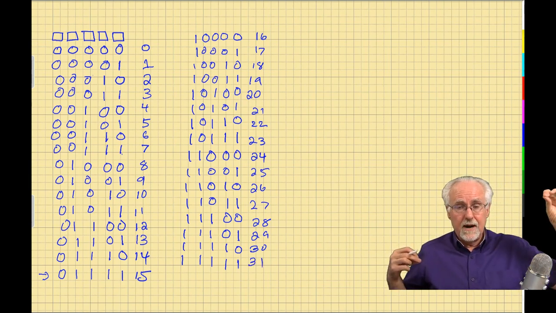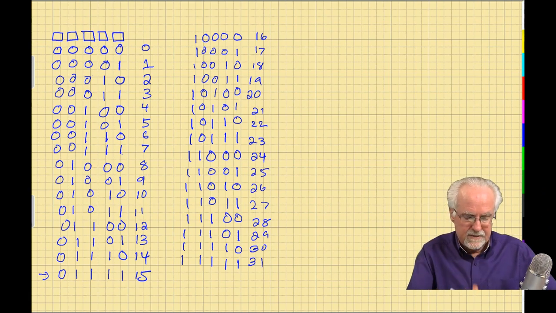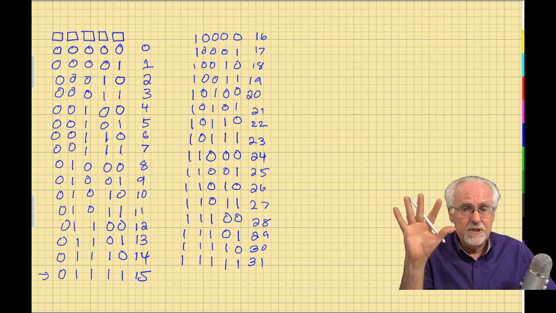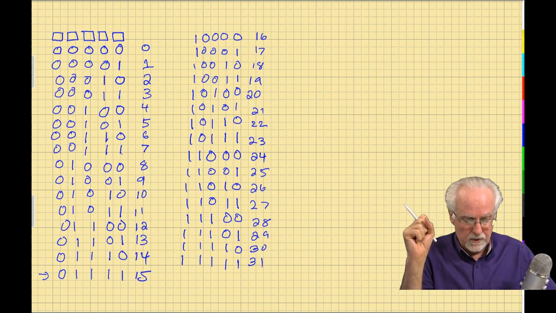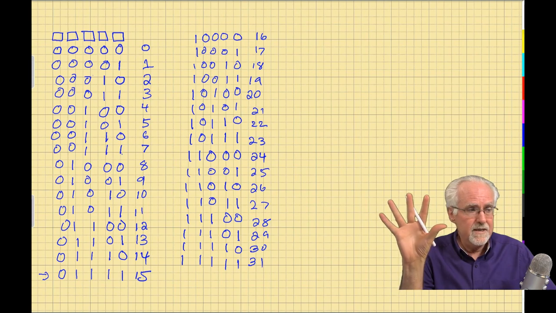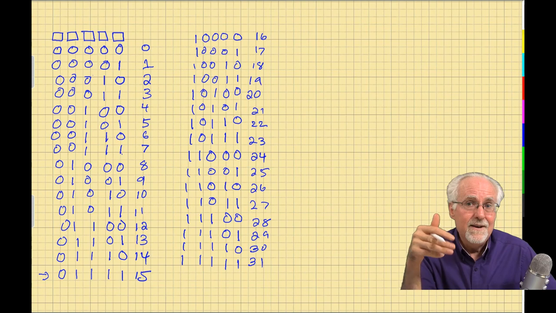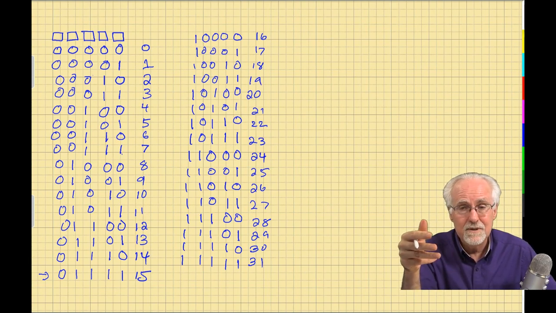How many numbers did I represent? 32, because I started at 0. Does that make sense? So you see, with 5 switches, I can represent any number between 0 and 32. Well, you could also think, there's 26 letters, so I could have all the lowercase letters and all the numbers between 0 and 32 if I only had 5 switches. So you see, with 5 switches, you could encode any text that you wanted and you could have numbers up to 32.